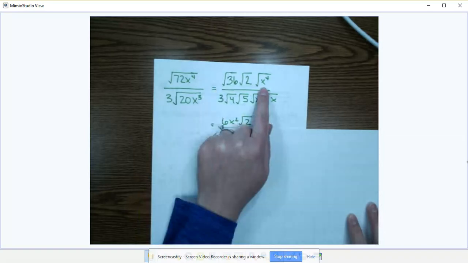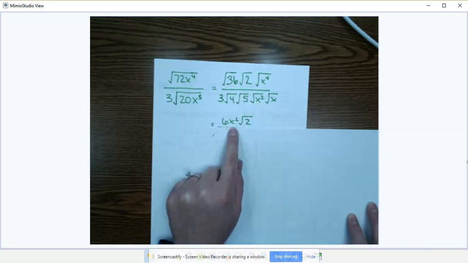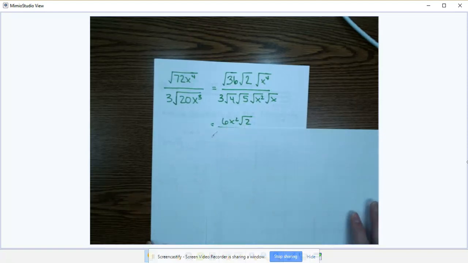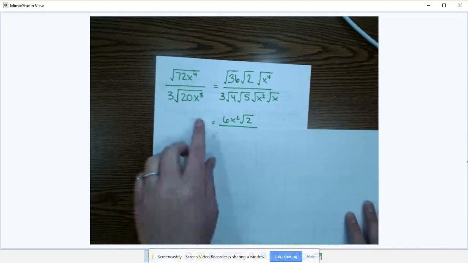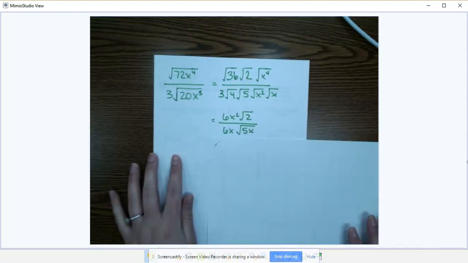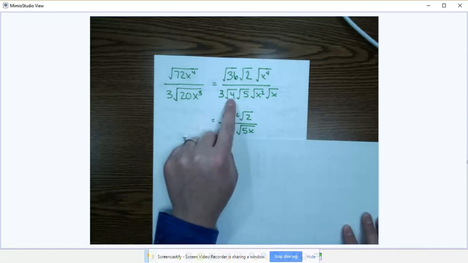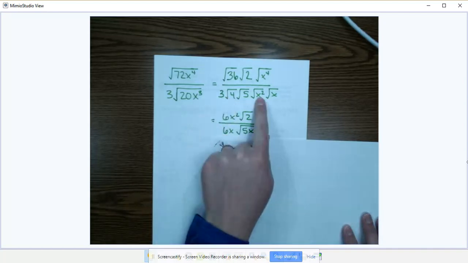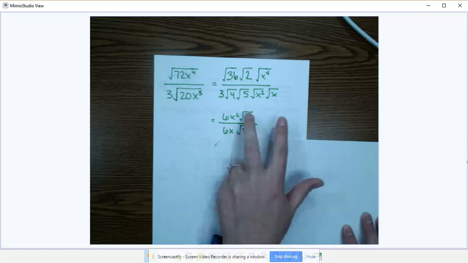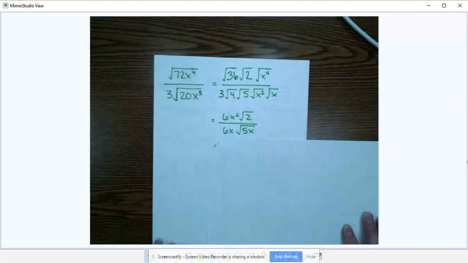Okay, 6. The square root of x to the fourth is x squared, which is where I get the 6x squared, and then that root 2 on the numerator. The denominator simplifies to be 6x root 5x, because remember this is 2, so 3 times 2 is where I get the 6. Square root of x squared is x, which is where I get that x, and then we have the leftover 5x in the radical.